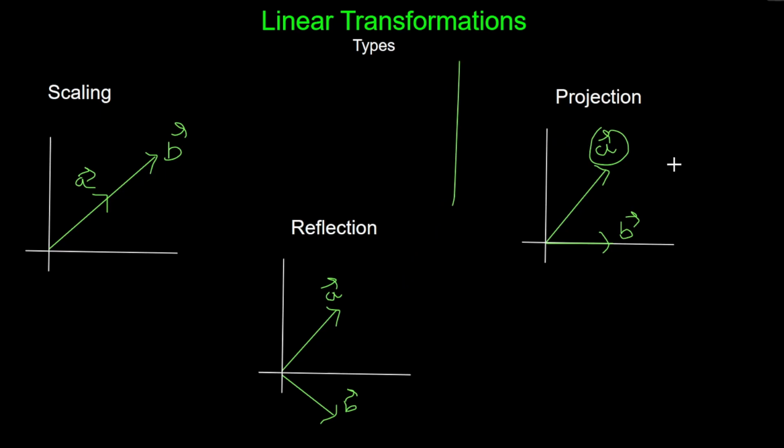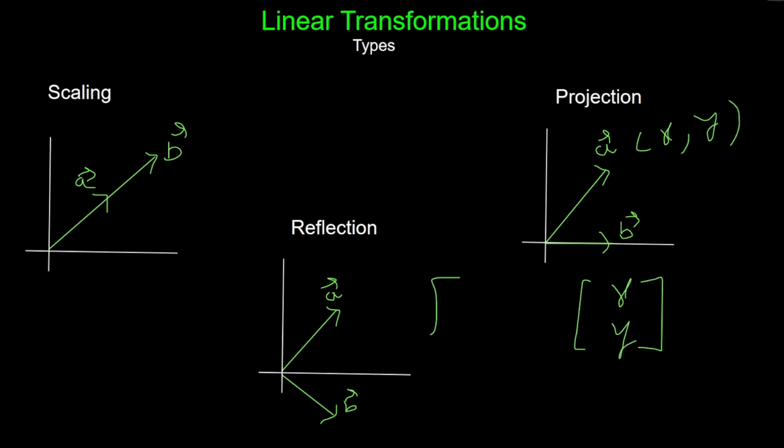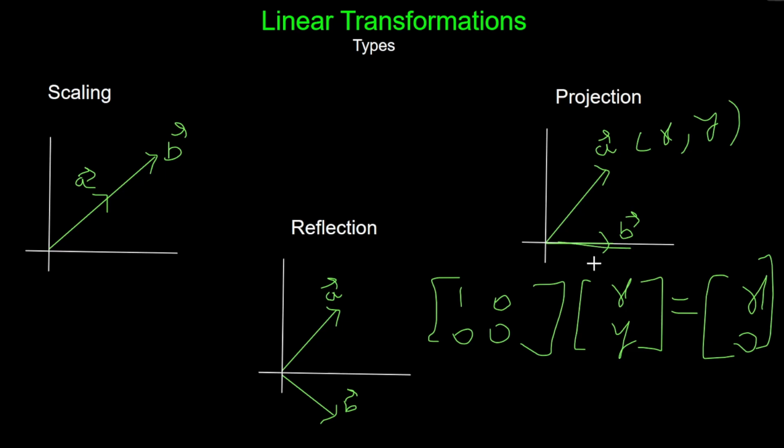So let's look at the matrix multiplication. Let's represent this vector as x and y. To project the vector onto the x-axis, we can multiply by this transformation matrix. We'll have x and 0, which is just a projection on the x-axis. Similarly, we can do that for the y-axis.